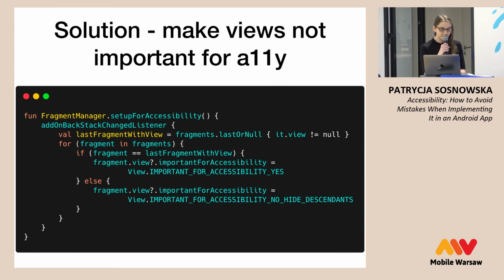We can change it by creating an extension function on the FragmentManager class. And what happens here? When the backstack listener detects that the backstack has changed, we can find the last added fragment. Then we can make this fragment's root view important for accessibility. And next, we should make all the remaining fragments' root views and their children views not important for accessibility. This extension function should then be invoked in the onCreateView method in the activity and in the base fragment. And that's it. Problem solved.